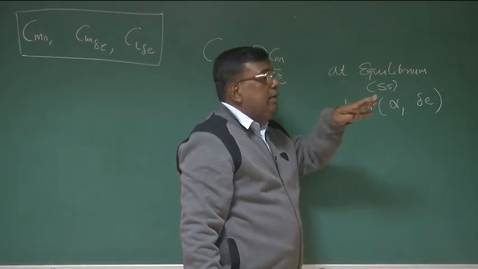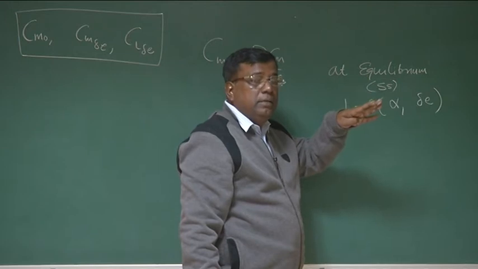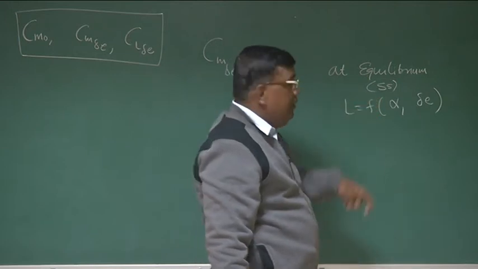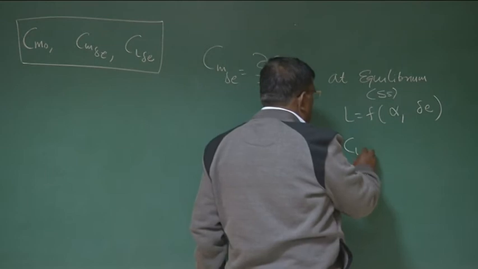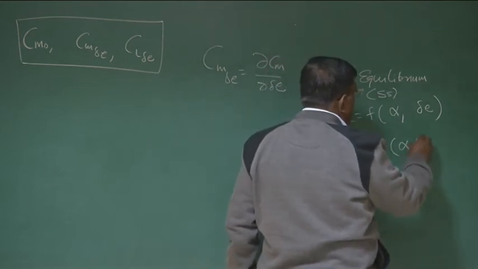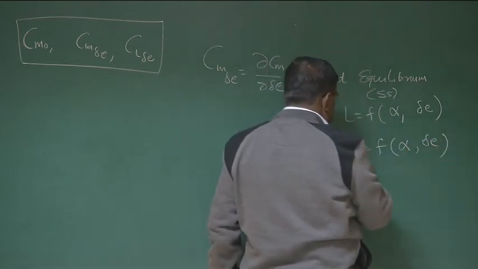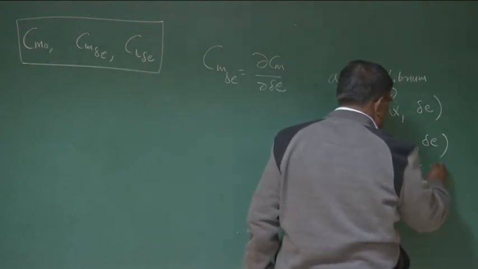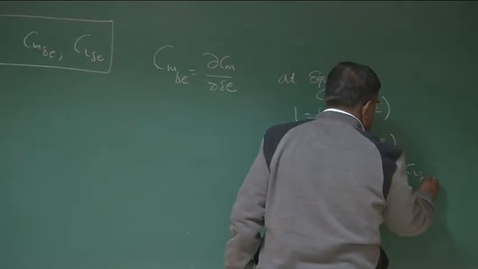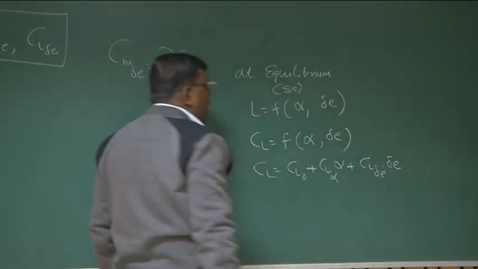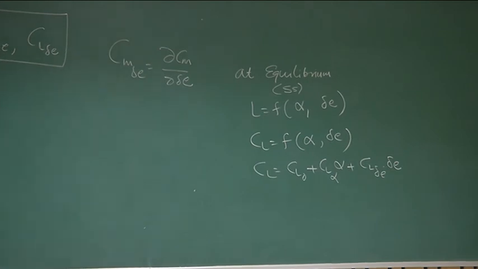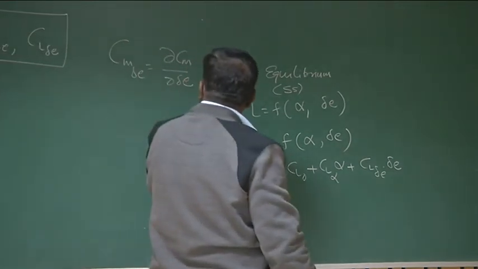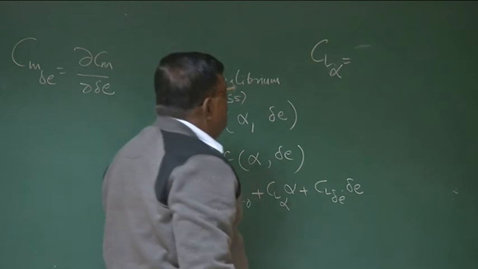It is just like having some alpha and some delta E. Alpha is the angle of attack. So that is how we write CL also as a function of alpha and delta E. CL we wrote as CL naught plus CL alpha into alpha plus CL delta E into delta E. We are exploiting the fact that CL is a linear function of alpha and delta E, so that we can write it like this.